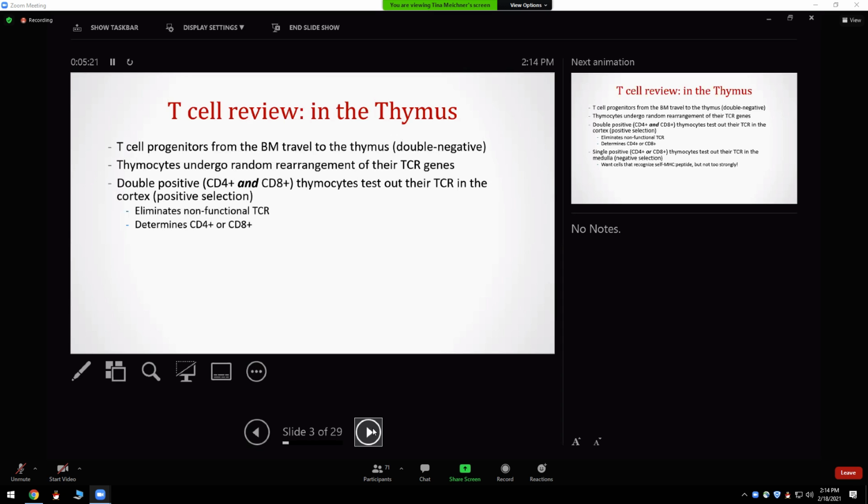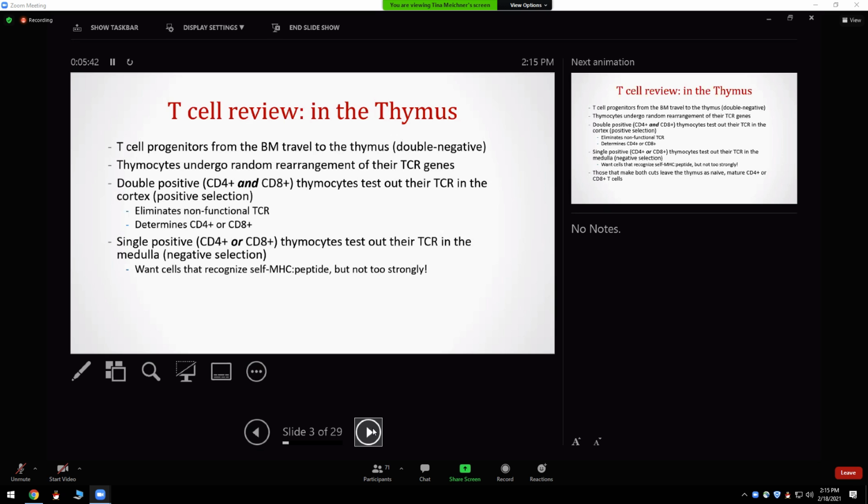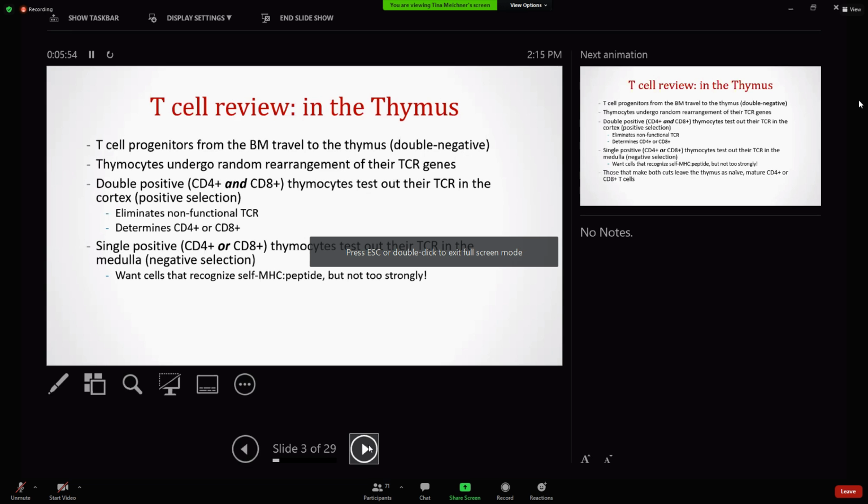And those that interact with MHC2, what do you think those would develop into? Which type of T cells? Yeah, T helper, CD4. And those that interact best with MHC1 would go down the CD8 cytotoxic T cell route. Then those single positive T cells undergo what we call negative selection. They are challenged by self-peptides that are presented in the thymus to them. If they bind too tightly with those MHC molecules with the self-peptide, they also get eliminated. They usually die by apoptosis.